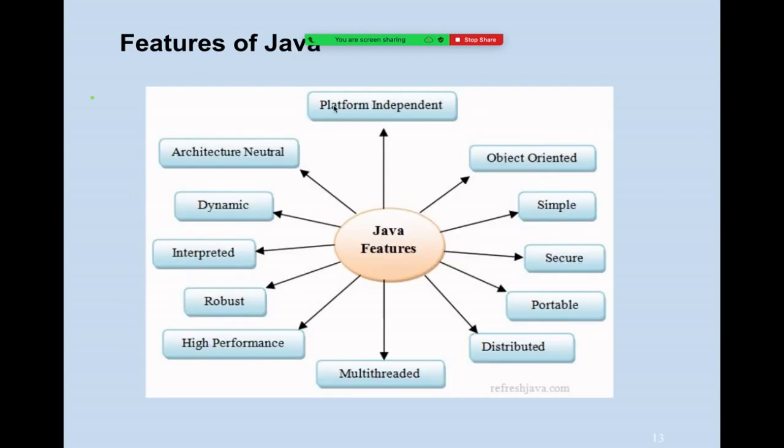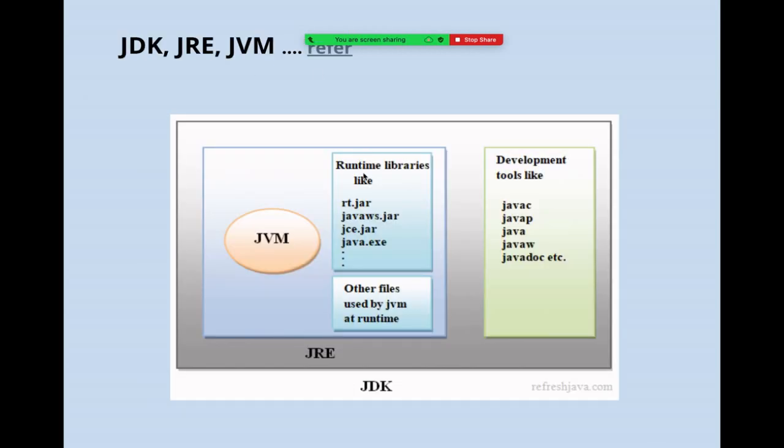Features of Java: it's platform independent, simple, distributed. All these features you can go through. I'll share this slide. Okay, let's start into the depths of the JDK. So what do you understand by a JDK? Anyone?